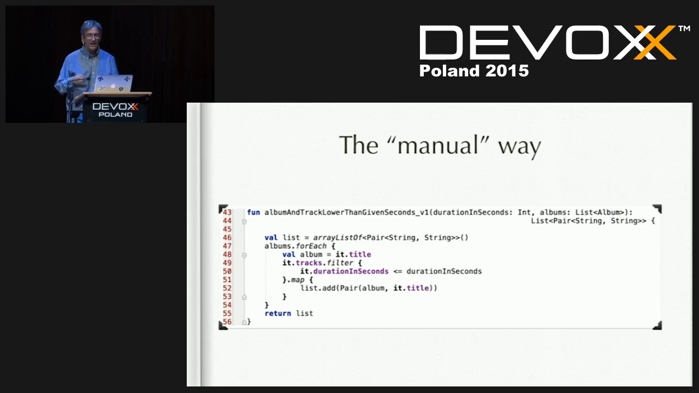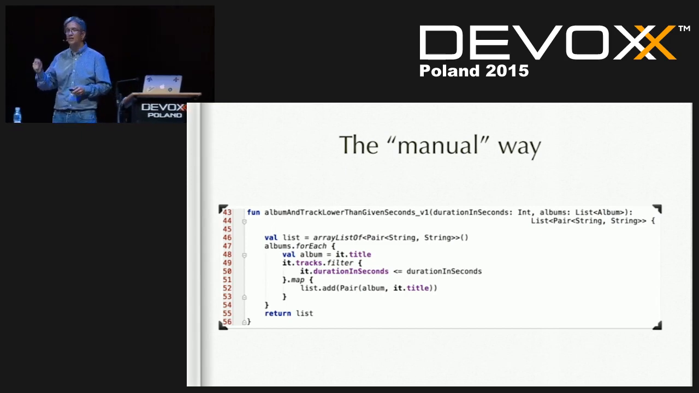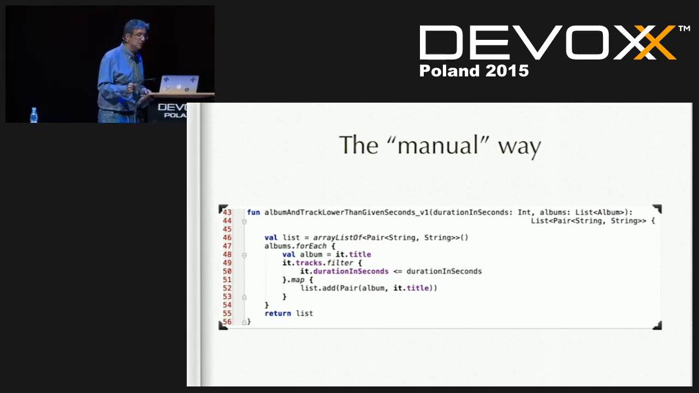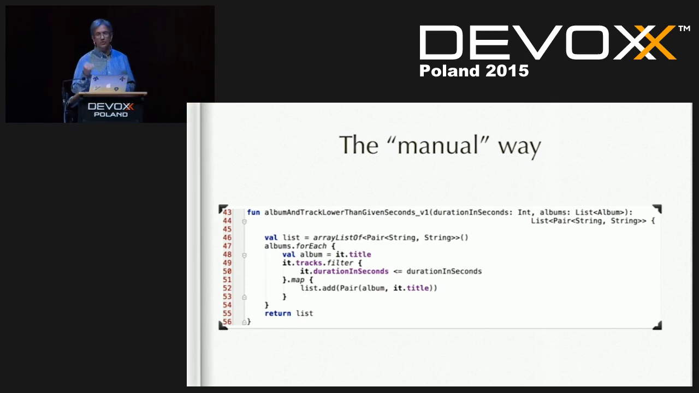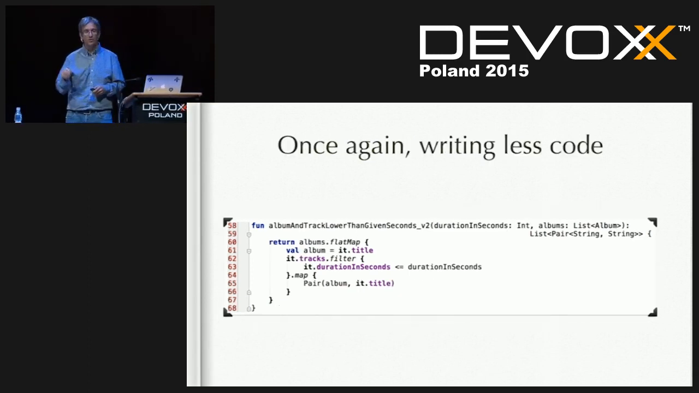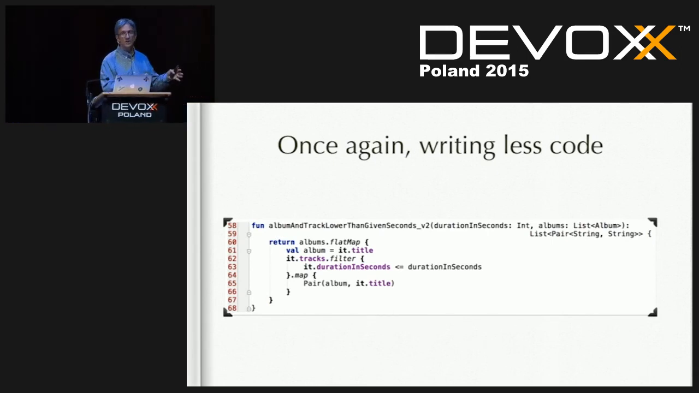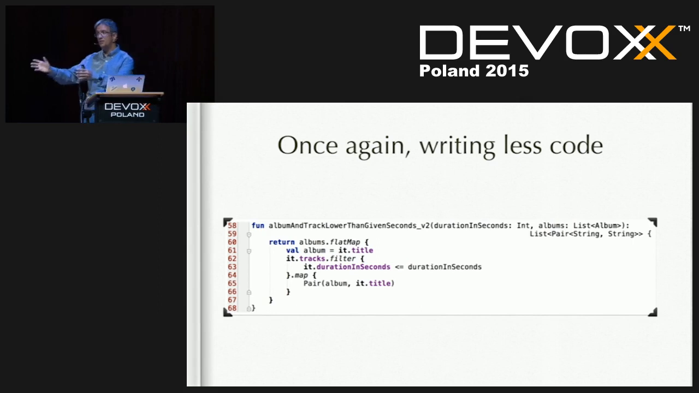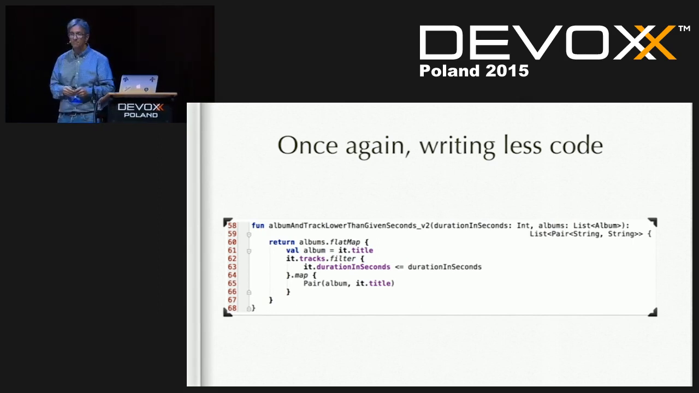But again, I have that array list in there. Again, I have that for each in there, and again, I'm going back to having to deal with too many moving parts. And guess what? Just like we introduced filter, just like we introduced map, there's another function for that. It's called flat map, which, given a collection of collections, transforms it to a collection. It flattens, basically, the list.